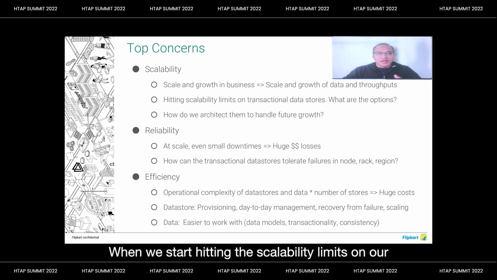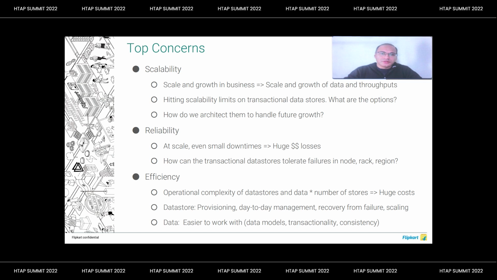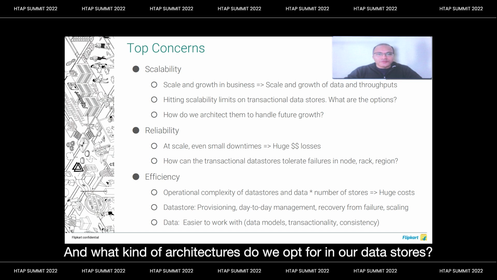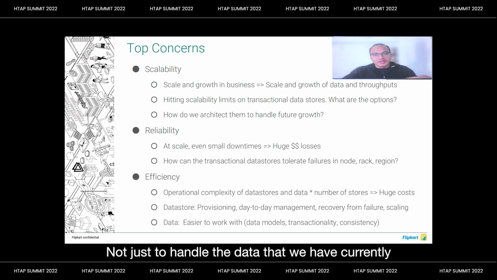So when we start hitting the scalability limits on our traditional transactional data stores, we have to ask what our options are, right? And what kind of architectures do we opt for in our data stores? Not just to handle the data that we have currently, but also we need to make sure that those systems will be able to handle the future growth, at least 3 years, 5 years, maybe some time frame like that.